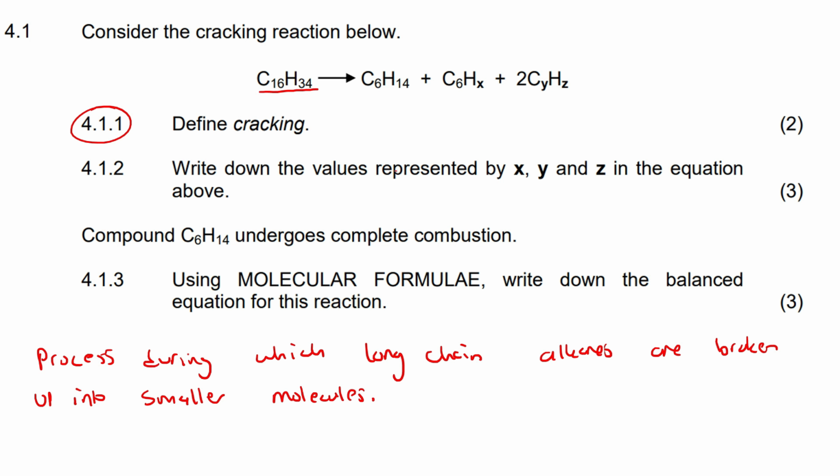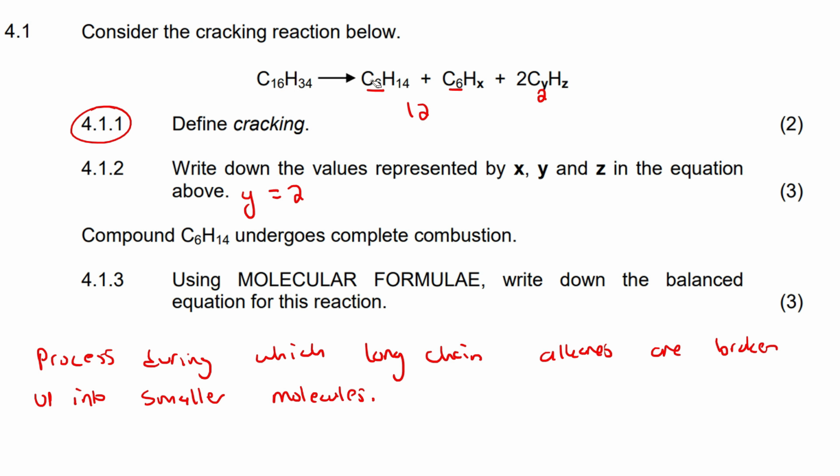Write down the values represented by X, Y, and Z. Now, this is no mathematical formula. This is literally just balancing an equation. So we know that there's 16 carbons on this side. Here we've already got 12. So if those already add up to 12, then we still need another 4. But because there's a 2 there, you mustn't put a 4 here by Y. You're just going to put a 2, because then it's 2 times 2. So then the carbons would be balanced. So Y is 2.